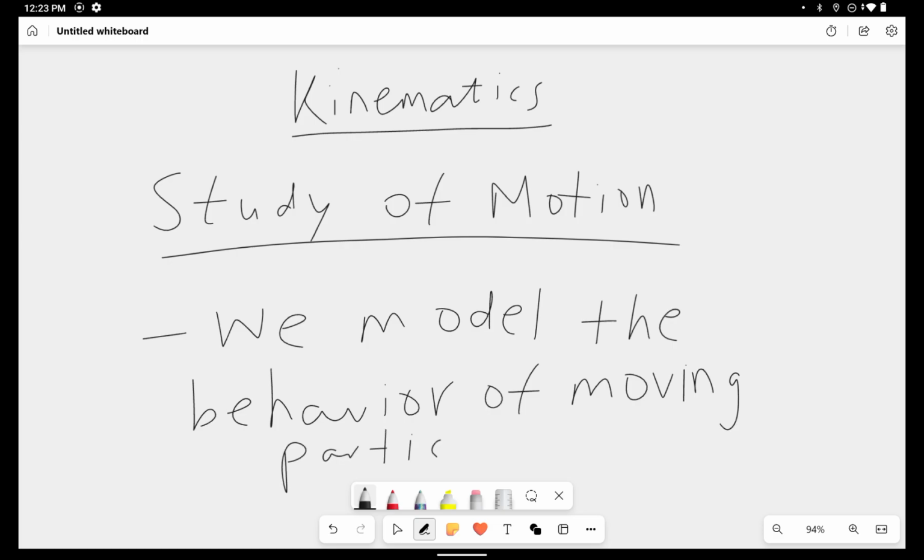Any particle, whether it is at rest, moving with a constant speed or with a varying speed, when speed varies we call it acceleration. So all these types of motion, we analyze in this chapter.